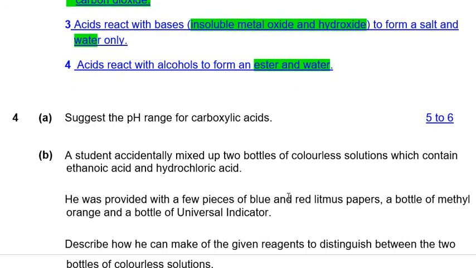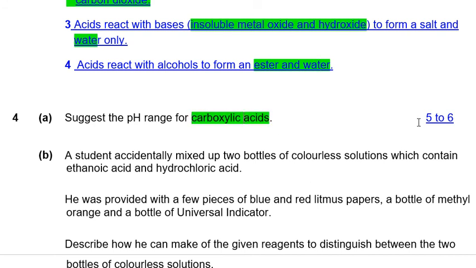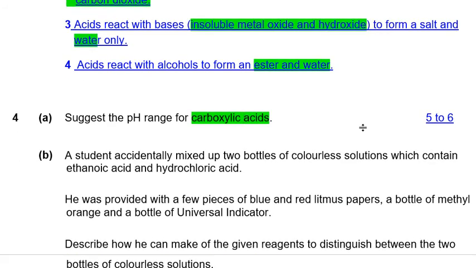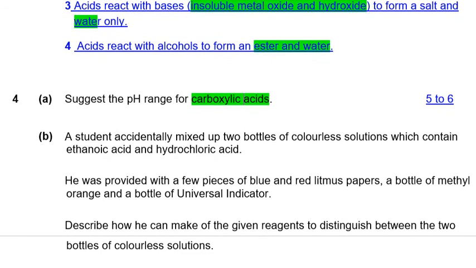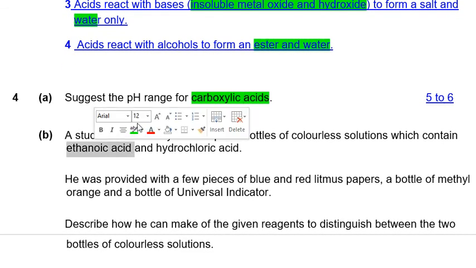Question number 4, and the last question for this worksheet. Now you're asked to suggest a pH range for your carboxylic acid. Now as an organic acid, this is actually a weak acid, so it will have a pH of about 5 to 6. Question 4b. Student accidentally mix up 2 bottles of colorless solution. One contains ethanoic acid and the other contains your hydrochloric acid.